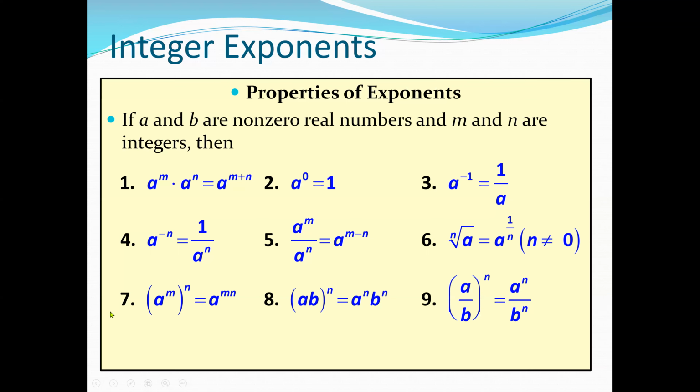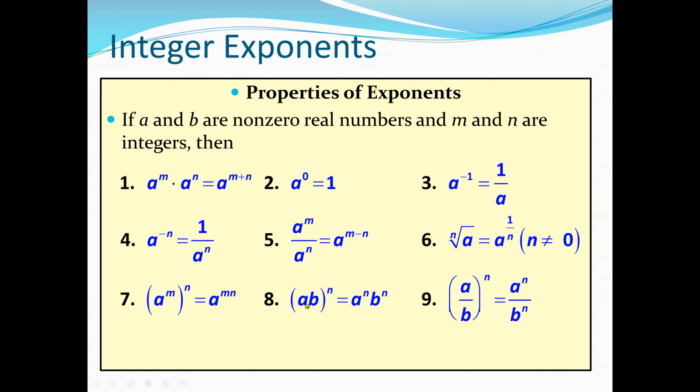Then we have number 7. Now, if we have an exponent raised to another exponent, raised to another exponent, as many as we can, we always multiply all the exponents. So here we have a to the power m to the power n. We are going to multiply m and n. So the answer will be a raised to the power m times n.